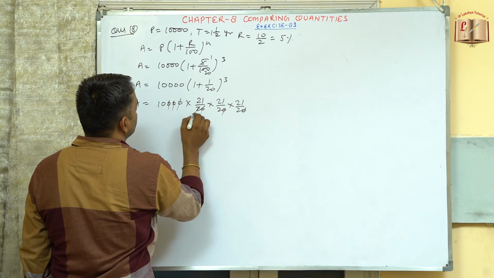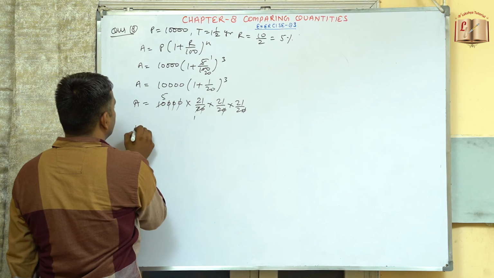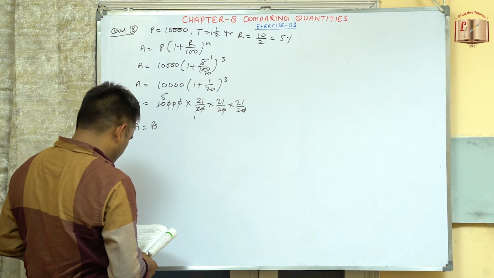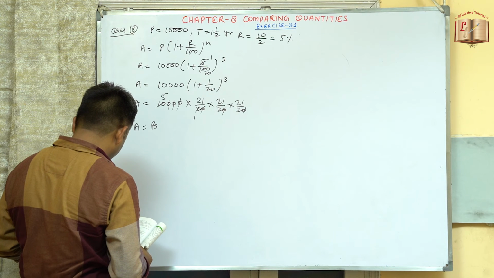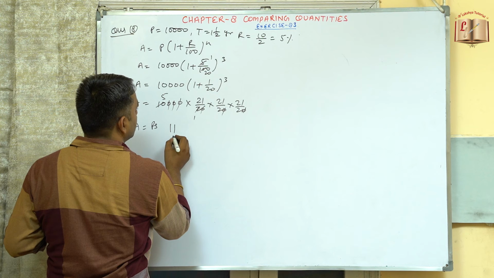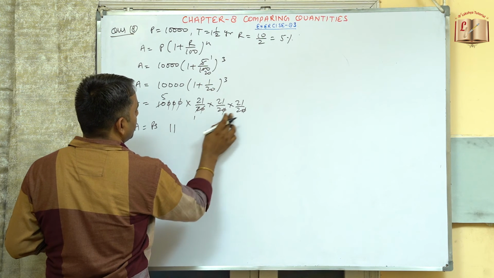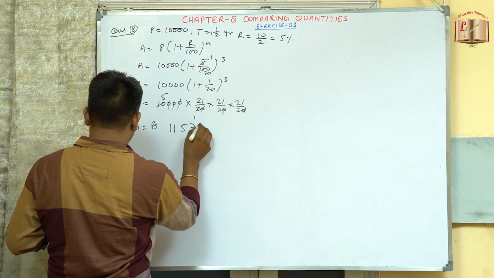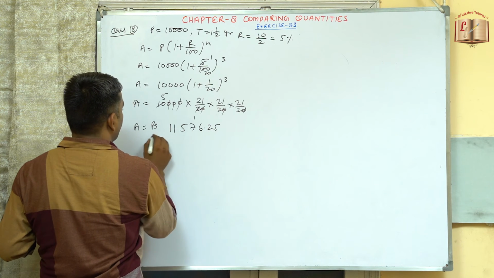Twenty-one, cancelling with 20, and 5 cancelling with 20. So now we can calculate A. This is now 11,000 and this will be divided by 4 also. So A will be 11,576.25 rupees.